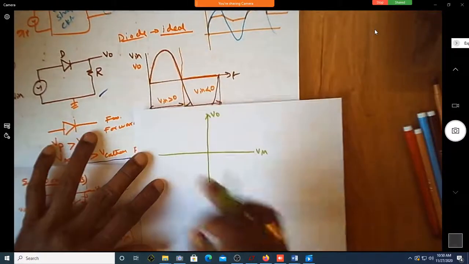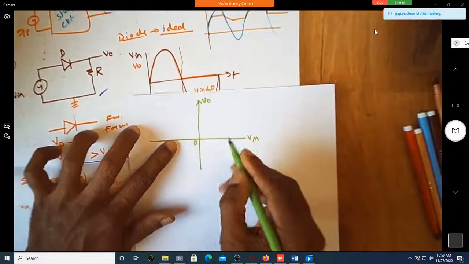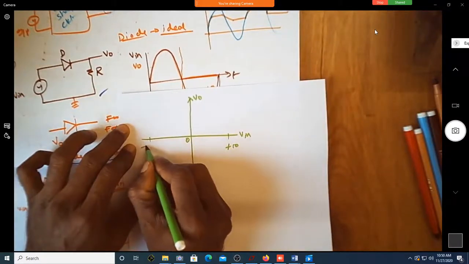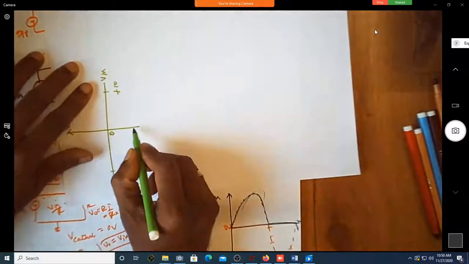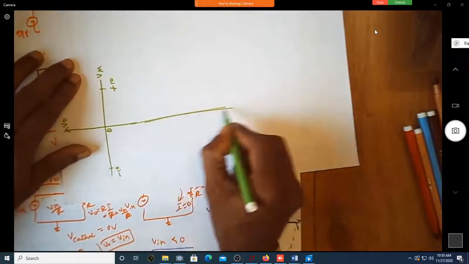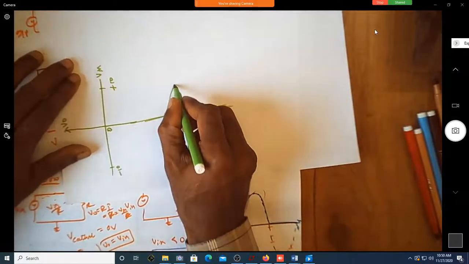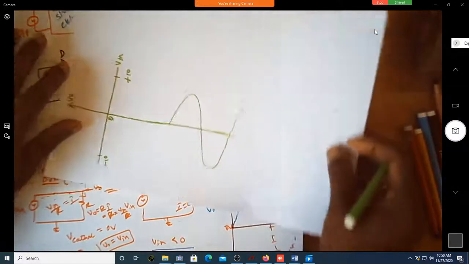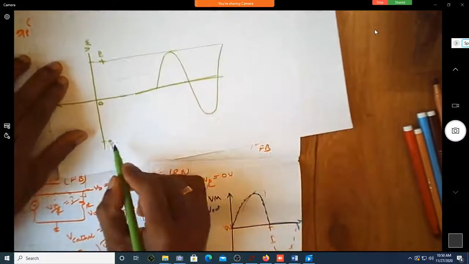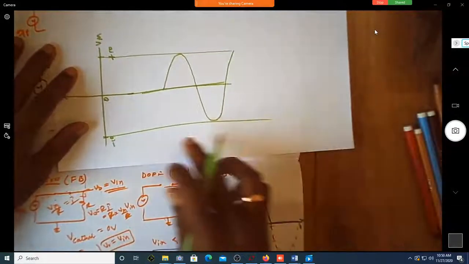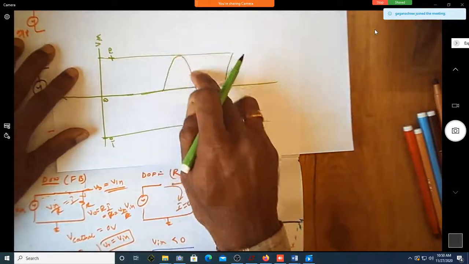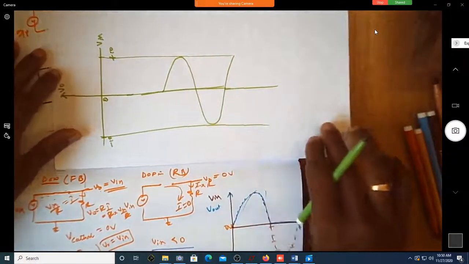Since we know that I'm going to give a sine wave, this is 0. Let us take this as plus 10 and this is minus 10. You can think of it as applying a sine wave across this, going up to plus 10 and down to minus 10. This is the input waveform that I'm applying, varying from 0 to plus 10 and minus 10.